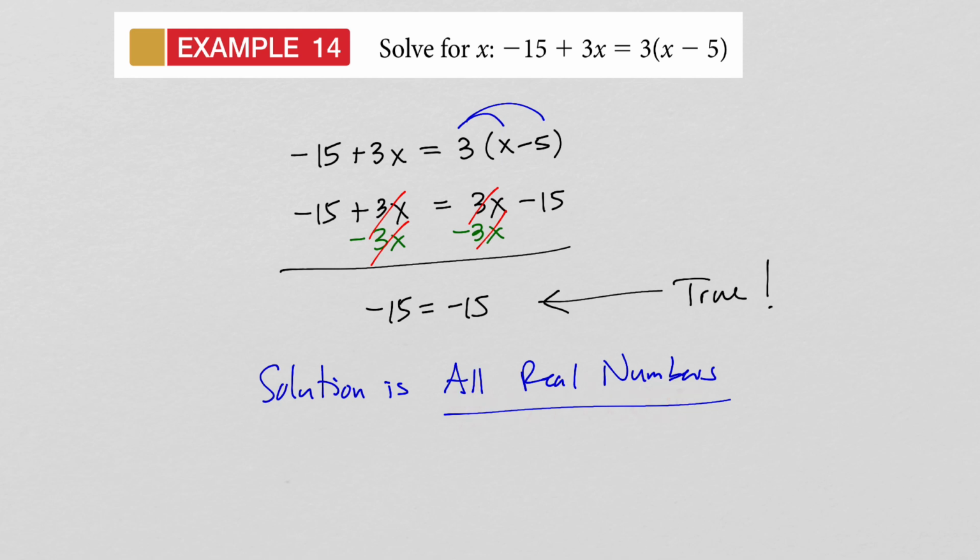So this is kind of the other extreme that can happen. Now, this again is not a linear equation. It's a special kind of equation. Technically, it's called an identity, but we just need to know that the solution is all real numbers. And that concludes this video lesson.